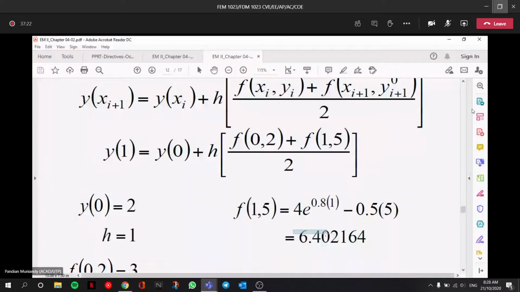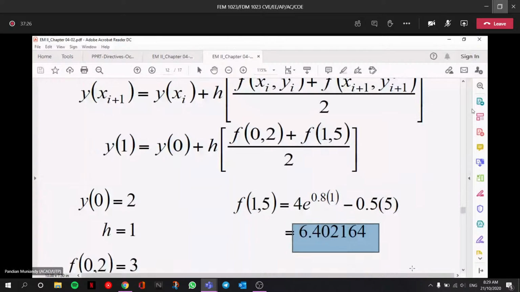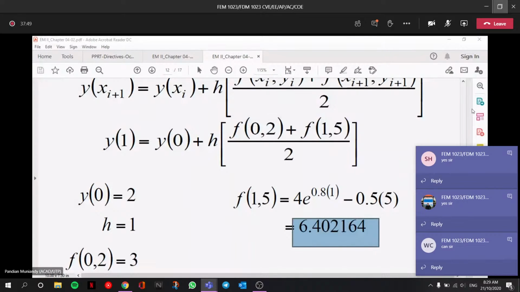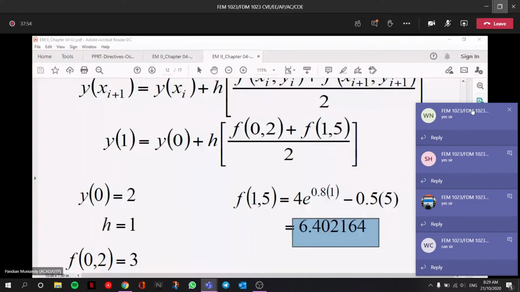Can you get 6.402164? Can you get the answer, class? Hello? Hello? Can you get the answer, class? Please answer. Please check your calculator. Reply to me.